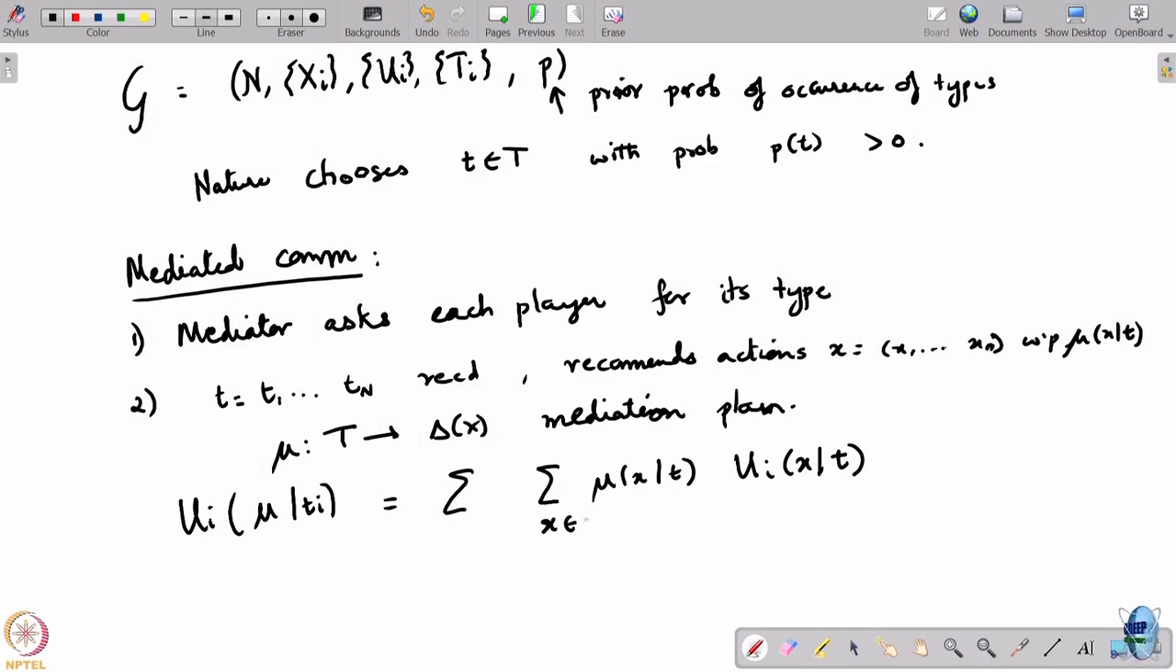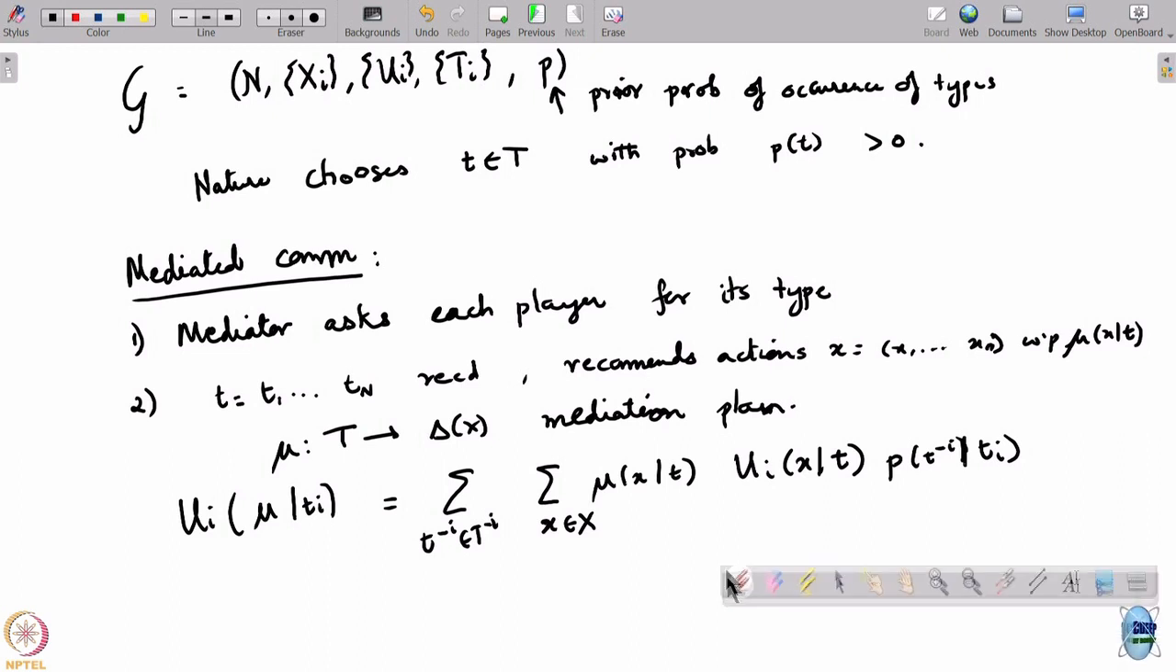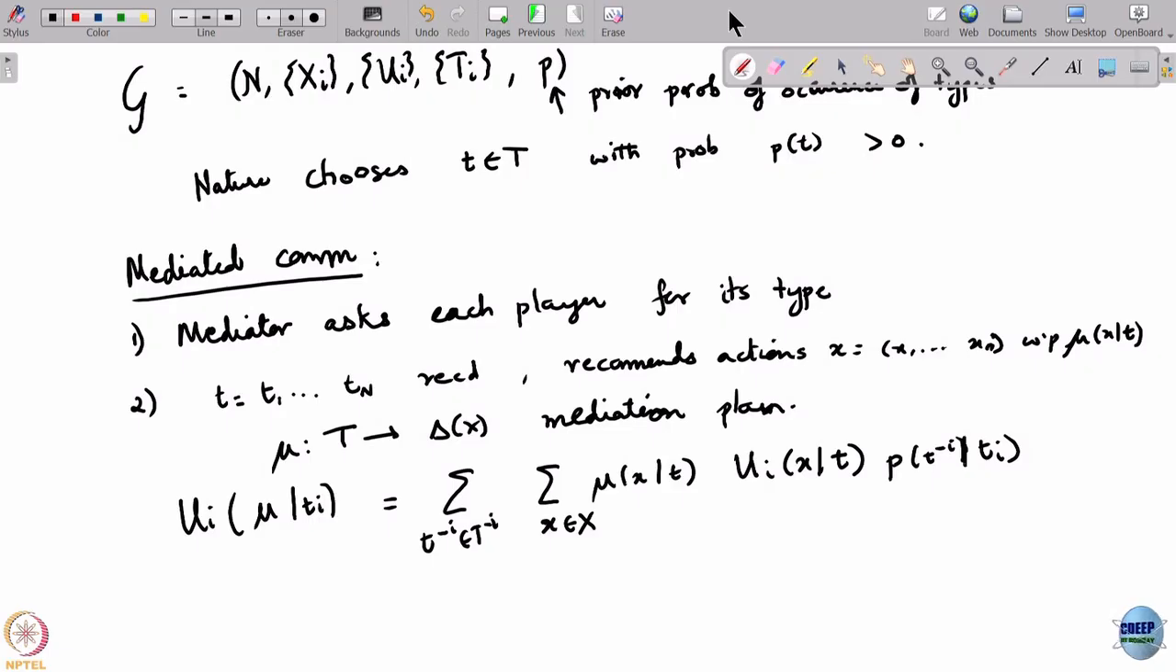So what I need to do is sum this over all x, because there's an expectation over the actions that are chosen, and sum also over the types of the other players, because you don't know the types of the other players, right? You know your own type, and so you sum over the types of the other players. Okay, so this is the payoff a player would receive. Let's get this clear. This is the payoff that the player receives when the mediation plan is mu. His own type is ti.